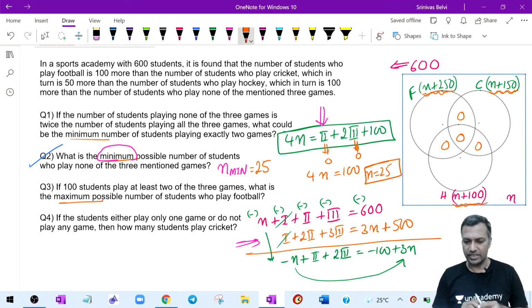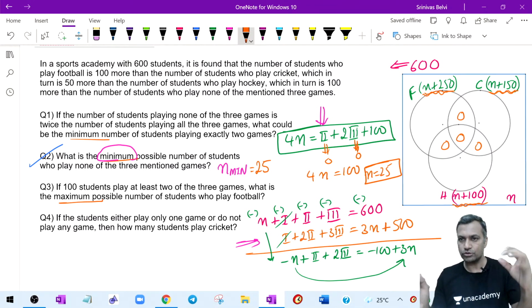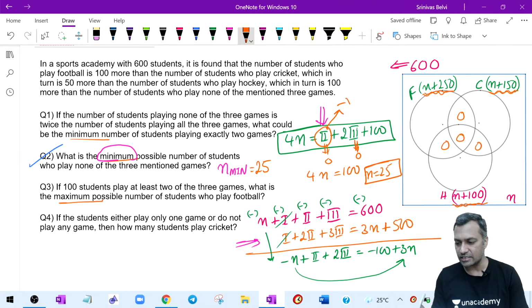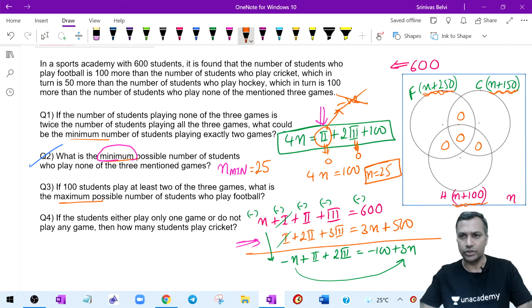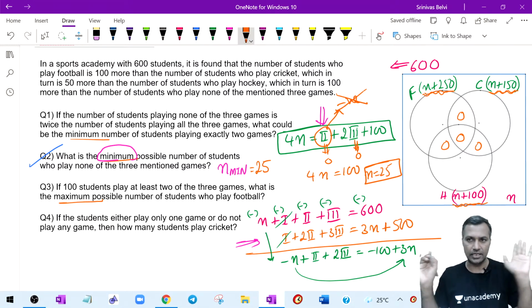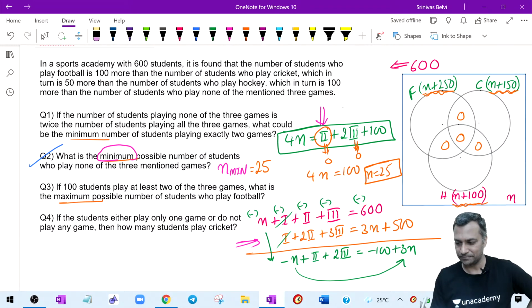Everyone clear? You put the numbers for minima and maxima as you want, because it cannot take negative values. Region of 2 cannot be negative. Write anything other than negative. Don't write a negative value to make it minima. Don't say that I will make region of 2 minus 100 so that 4n becomes 0. You can't make it minus 100, my dear friend. Anything other than negative is fine, because there may be nobody who is playing exactly 2 games.